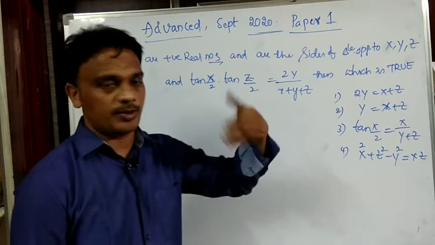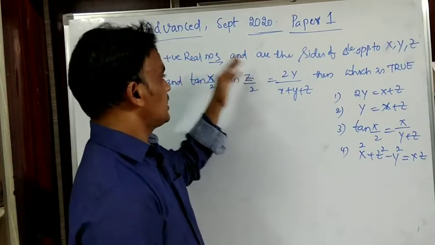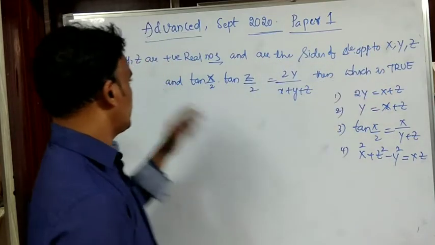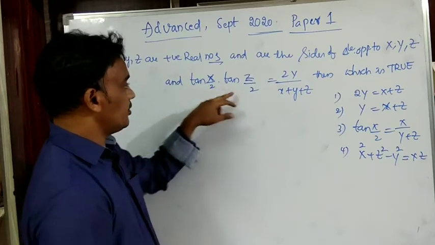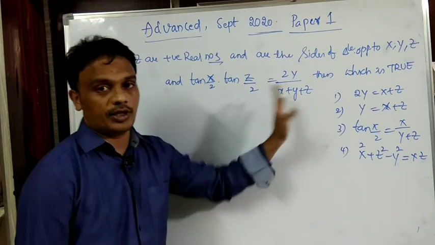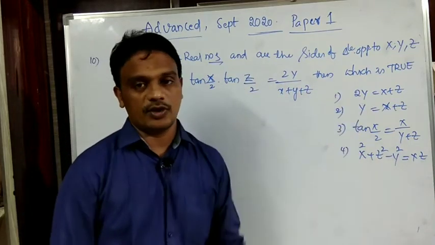In place of small a, b, c they have given small x, small y, small z, which are the sides of a triangle, and the vertices are capital X, capital Y and capital Z. Using the half-angle formula, tan x by 2 into tan z by 2. We have the formula tan A by 2 into tan C by 2. According to that formula we are going to expand this, and see which of the following is correct.